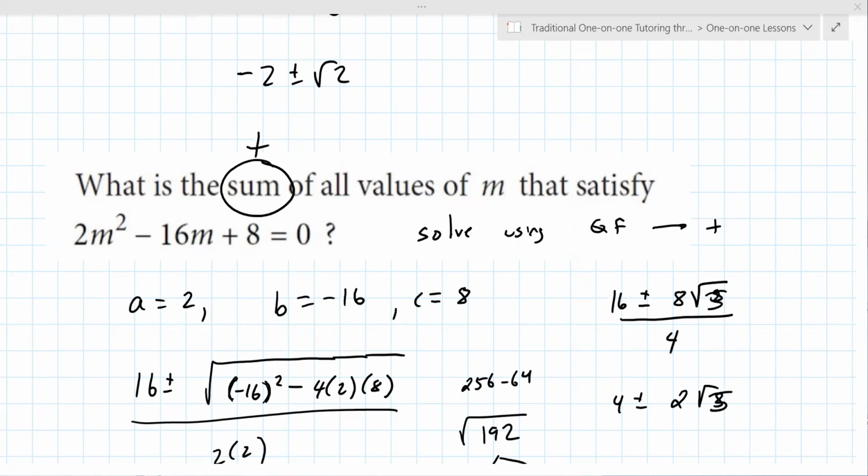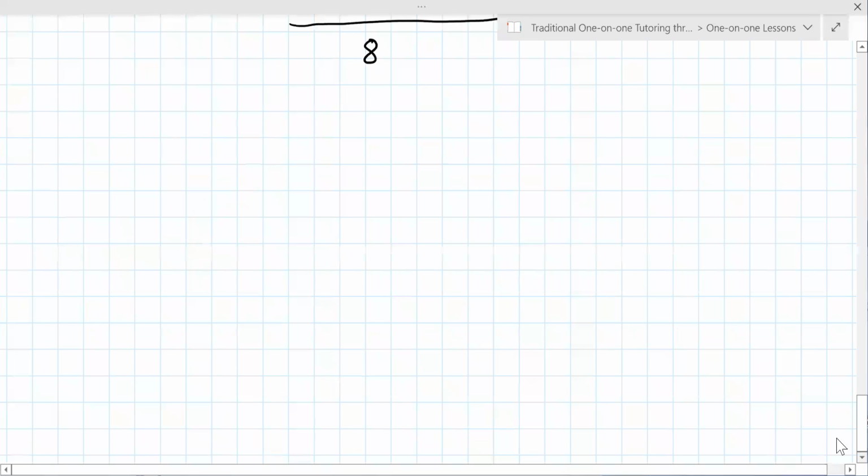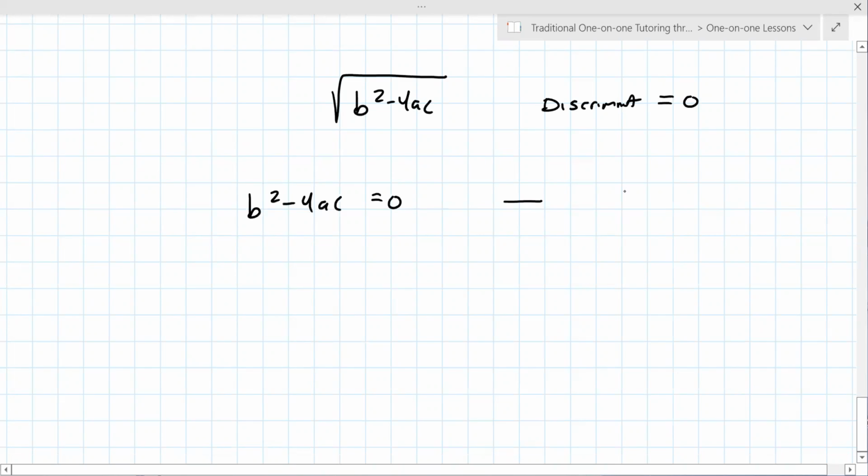Now, let me give you a little bit more information on these things. The part that's inside the root, the b squared minus 4ac, is called the discriminant, and you don't need to know that for this test. But what you do need to know is that there are certain situations that can exist. If the discriminant equals 0, if b squared minus 4ac equals 0, there is only one solution. And what that means graphically is that it touches right there.